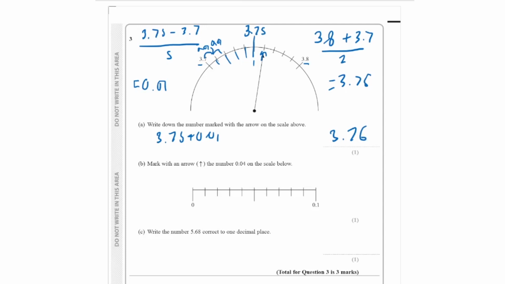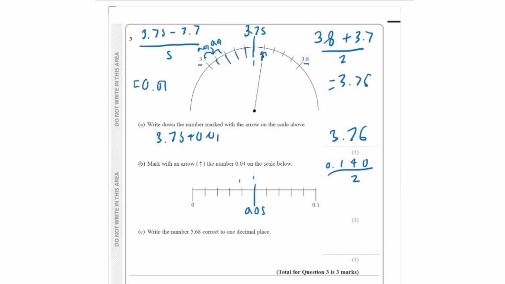Mark with an arrow the number 0.04 on the scale below. As said again, when you have two values, you simply add them and divide by 2 to find the halfway point. So this is now 0.05. And as said before, simply find how many markings there are between it. So 1, 2, 3, 4, 5.